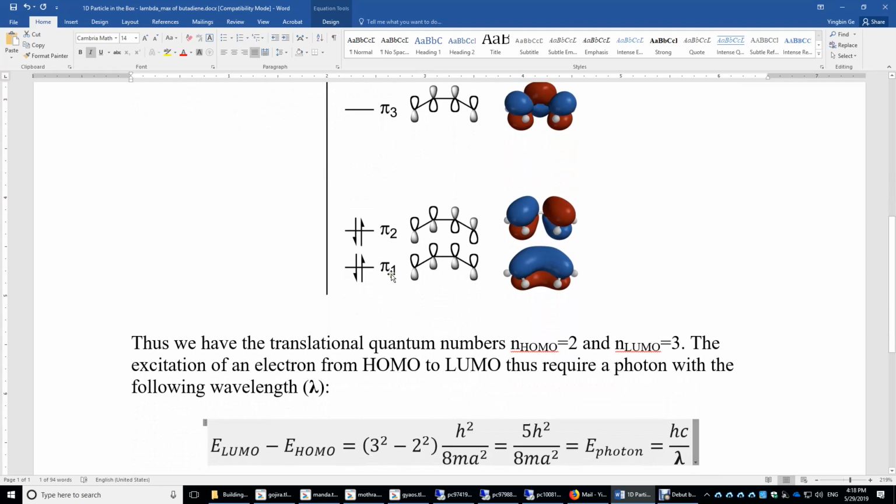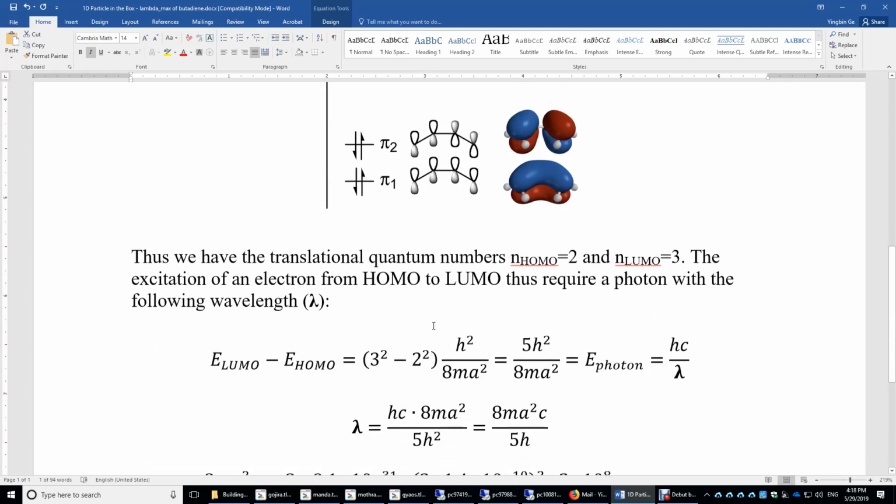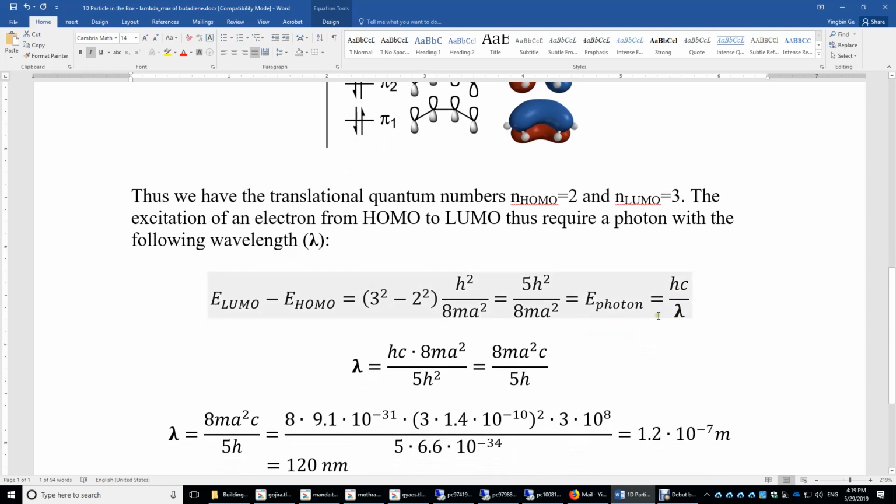So we can compute the energy difference between HOMO and LUMO easily using the particle in the box model. It's 3 squared minus 2 squared times this common factor h squared over 8ma squared. Again, this is the HOMO-LUMO energy gap, and this is equal to the energy of the absorbed photon, which is equal to hc over lambda. We reorganize this equation. Lambda equals 8ma squared times c, the speed of light, divided by 5h.